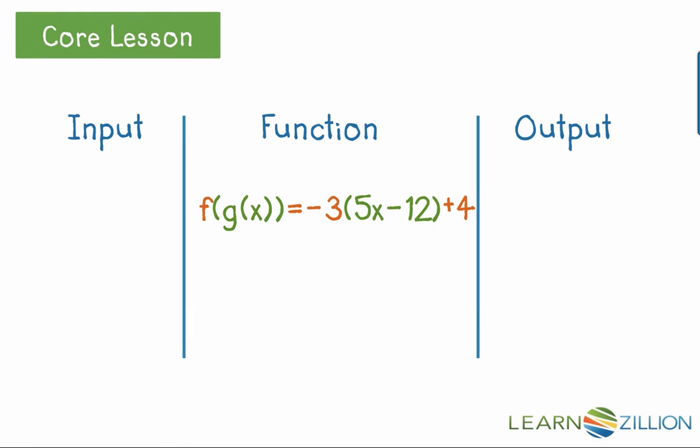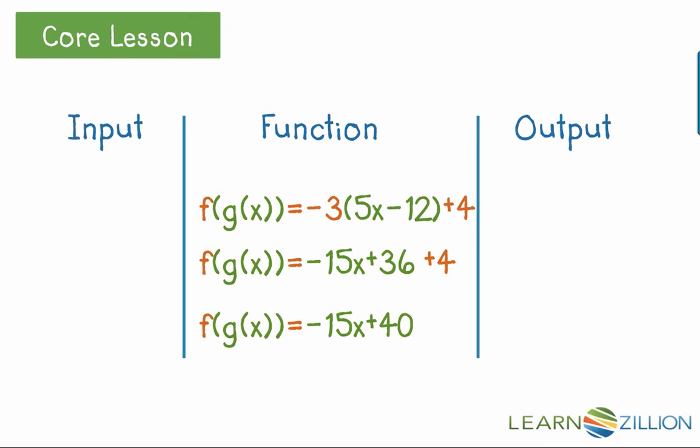I simplify. Negative 3 times the quantity 5x minus 12 gives us negative 15x plus 36, because we distribute the negative 3 to each term in the parentheses. And then I combine like terms by adding 36 and 4, and so f of g of x equals negative 15x plus 40, which now becomes the value of my output.